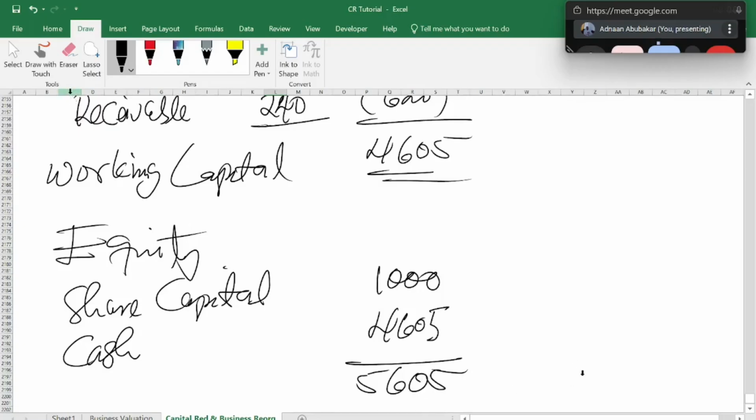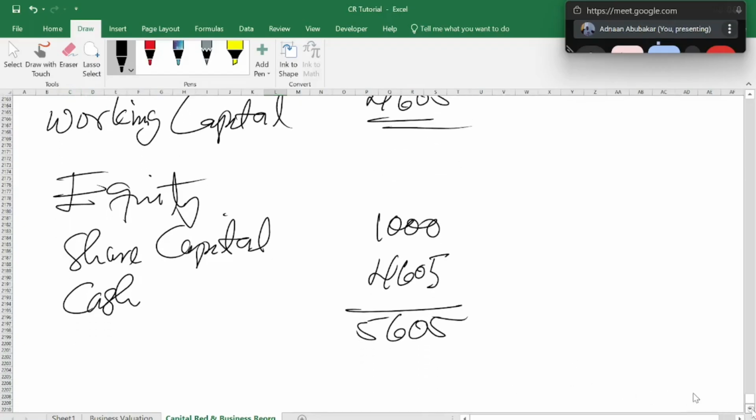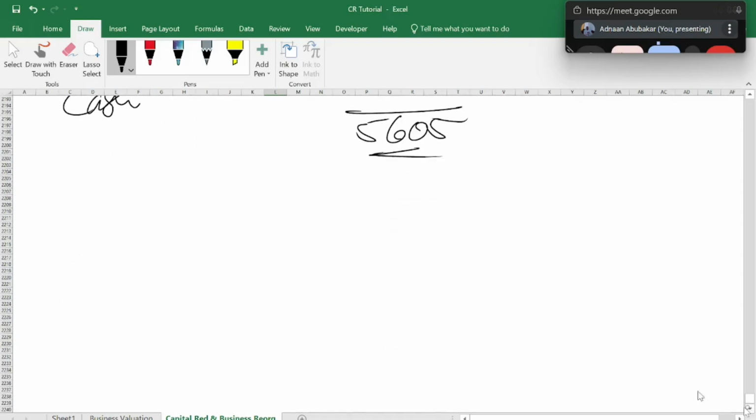5605. So this becomes your what? Your working capital. So this is what you are going to take to the balance sheet. So here, what is the name of the company?